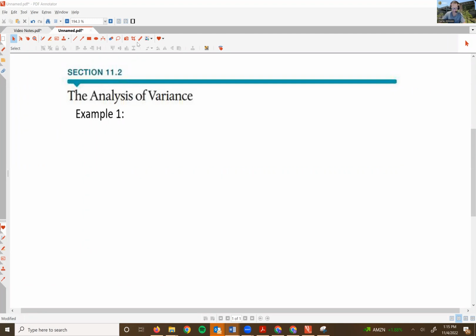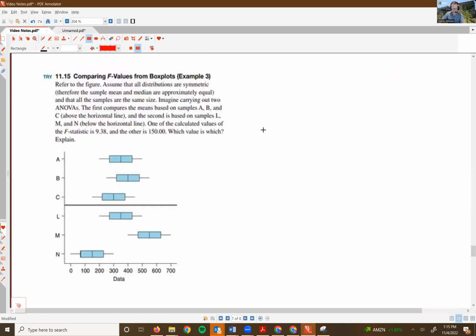Example 1. Comparing F values from box plots. Refer to the figure below. Assume all distributions are symmetric.